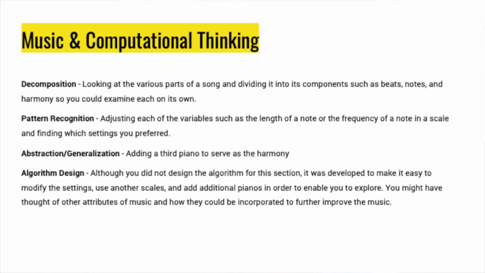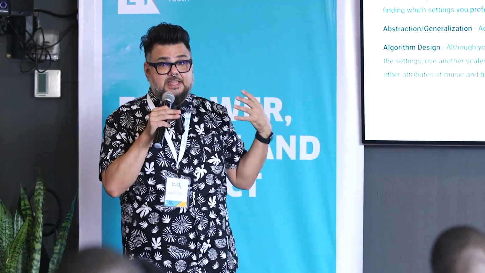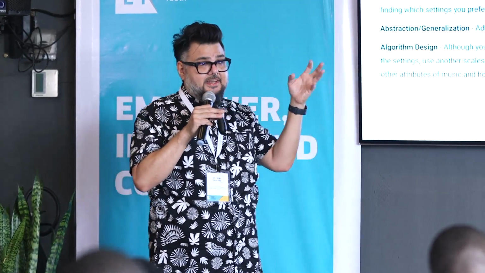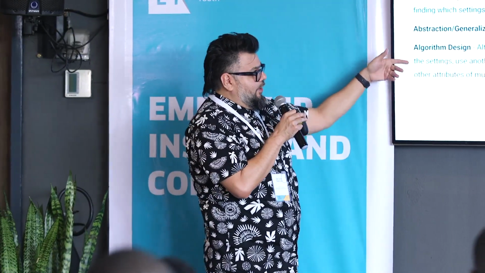Looking at abstraction or generalization, let's say you want to add a harmony. You have two people singing, and you want to add a third person to the singing. That third person is going to start thinking about, what's the harmony? What are the notes that I could find in here that are going to sound good together? And then you start singing it. It's another form of computational thinking. It's that abstraction.